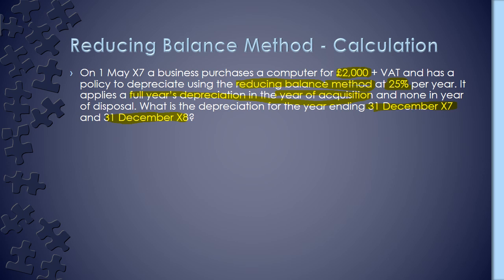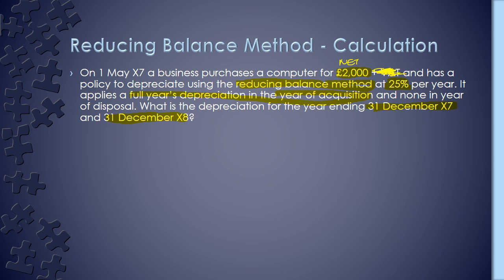Okay, so let's have a look at how we are going to tackle this question. As we're told that it is using the reducing balance method, we know that the amount of depreciation is going to reduce as the years go on. So let's have a look then. The first thing we need to remember is for depreciation, we're not worried about VAT, so we can just cross that out. We don't want to think about that. All we want is the net amount of our computer.